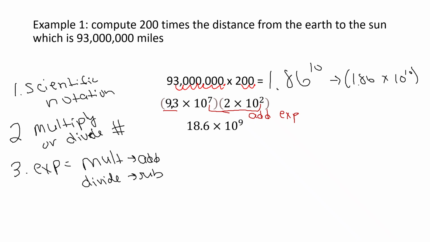Now we do have one little issue with this, because you have to have your decimal after the first whole number. So occasionally you may need to do some manipulation. I need this decimal to move from here to here. It has to be after the first whole number. So if I move it one place, I have to go up one place. So technically 1.86 times 10 to the 10th power.